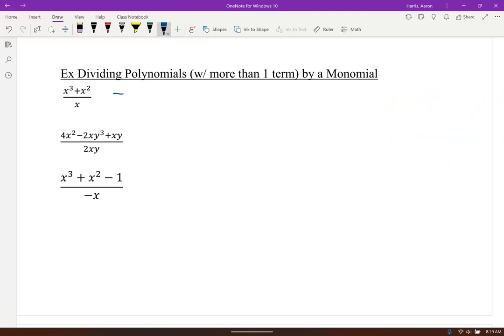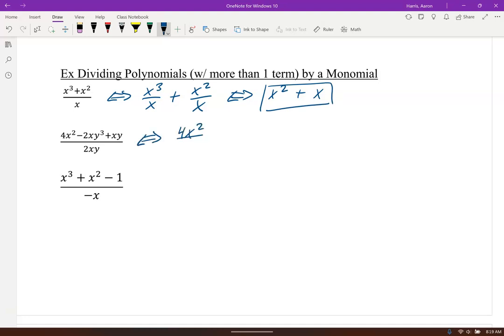So this one would become x cubed over x plus x squared over x. Again, as long as you have one term on the bottom, a monomial, you can do this, right? So then we got x cubed over x, well that's x squared, plus x squared over x is just x. So we get x squared plus x there. Let's do this next one. Now we have a trinomial on the top, so I'm going to take each term divided by that common denominator, minus 2xy cubed over 2xy, plus xy over the 2xy.